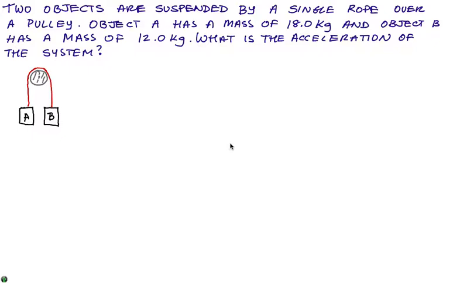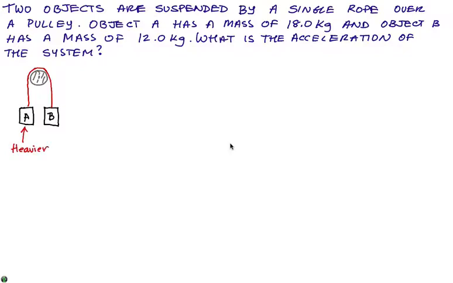over a pulley. Object A has a mass of 18 kilograms and object B has a mass of 12 kilograms. What is the acceleration of the system?